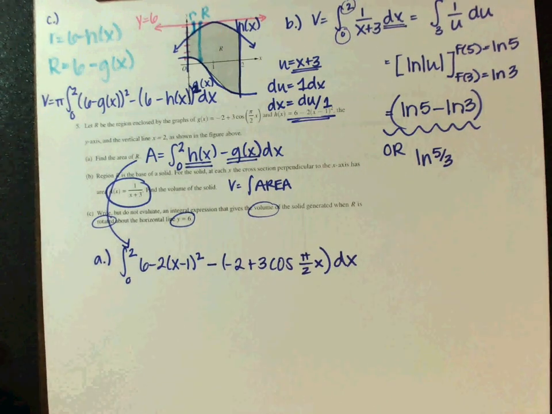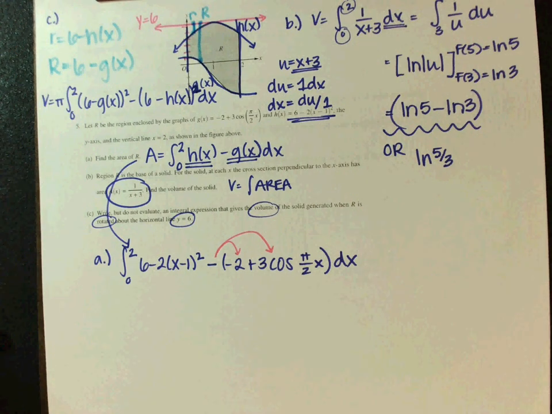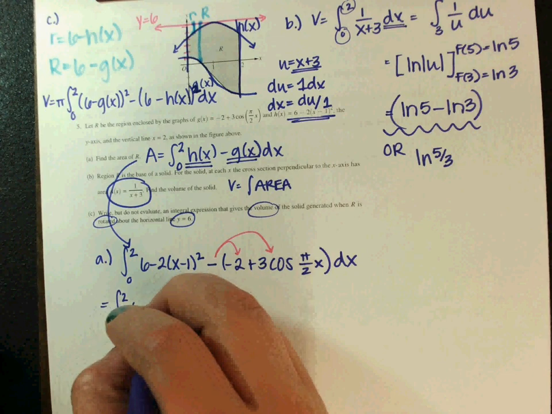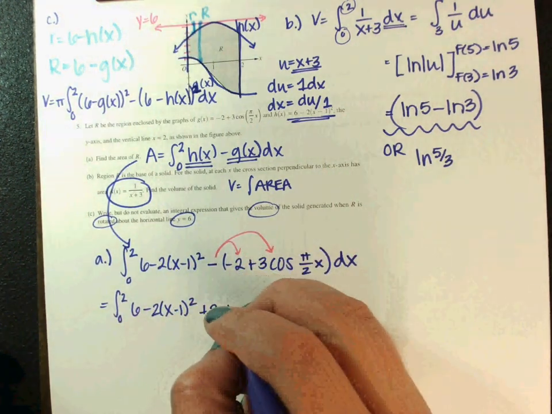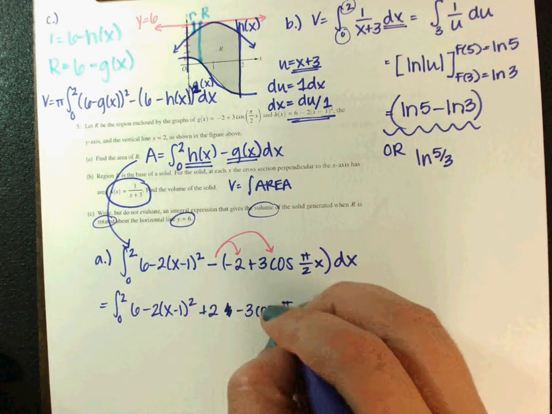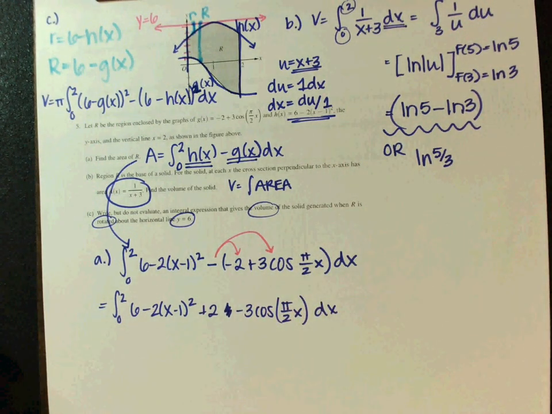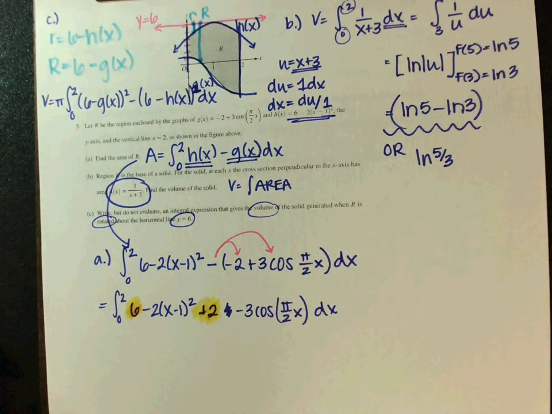Now, what makes this tricky is that you have several different parts and they all have to be evaluated differently. So the first thing I'm going to do is distribute this negative sign. So really, I have 6 minus 2 times (x minus 1) squared. Then minus a negative is really a plus 2. And then my plus 3 is now a minus 3 cosine of pi over 2 x, dx. Then to make this a little bit easier, I'm going to combine like terms. If I have a 6 plus 2, that's really just an 8.